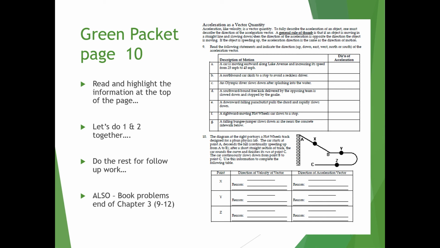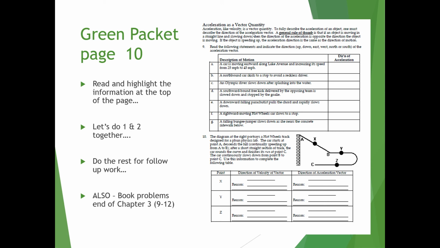So if you're pulling up to a stoplight and you're moving north and you're slowing down, it means your acceleration vector is in the opposite direction you're moving. So the acceleration vector is heading south. If the object is speeding up, then the acceleration direction is the same as the direction of the motion. So if you're heading north and you're speeding up, your acceleration vector is in the same direction.